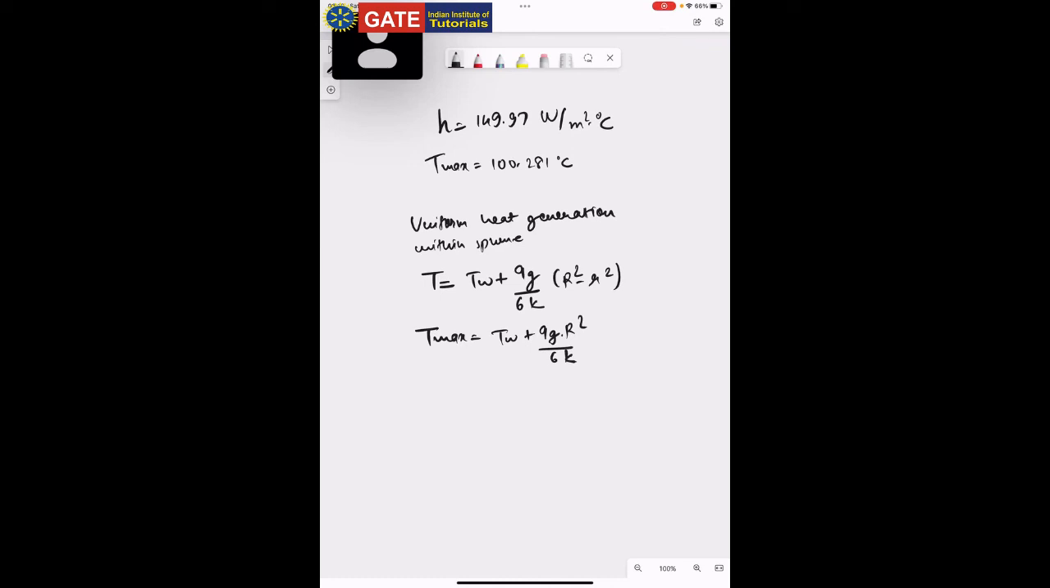Right? And then you can find out the total amount of heat generated by multiplying the QG into the volume of sphere. So capital QG is equal to 4 by 3 pi r cube into QG. That's all. These three equations.